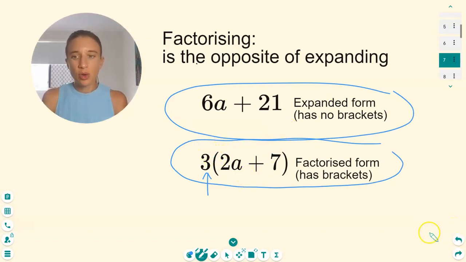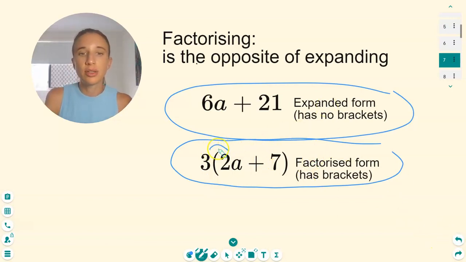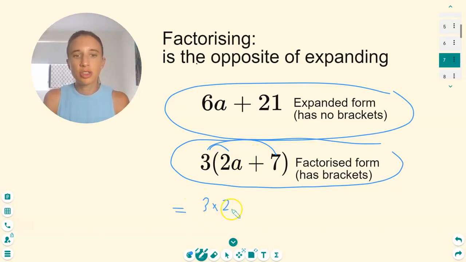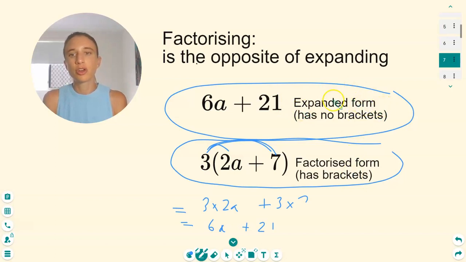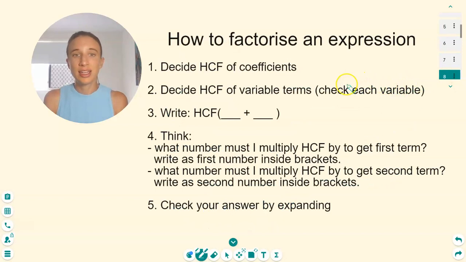And we can always get back to expanded form from factorized form. So if we look at this and expand these brackets, we've got 3 times 2a plus 3 times 7 gives me 6a plus 21, which is what we started with. So factorized form has brackets; for expanded form, you've used the crab claw to get rid of the brackets. Let's do the next one.